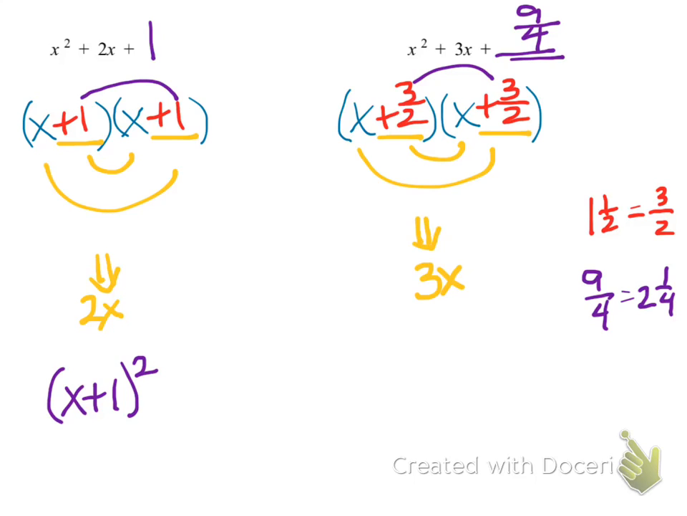Which if you really want to, you could write that as 2.25. And again, it's going to factor as x plus 3 halves quantity squared. I'd like you to pause the video now and go ahead and do the last two to see if you get the c value and the factors correct. And I will go through these anyway without any speaking.